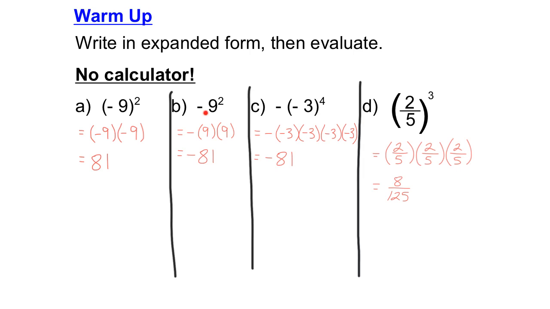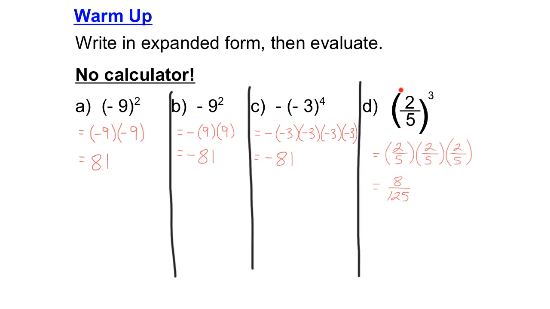Here it looks similar, but there's no brackets. So the base for this power is actually just the 9. So it's the 9 that's multiplied by itself twice. The negative sign just stays in front. So it's 9 squared. 9 times 9 is 81. Negative sign in front makes it negative 81. In this one, the base is minus 3, multiplied by itself 4 times, which is positive 81. But then we have that minus sign in front, so it's minus 81 overall.